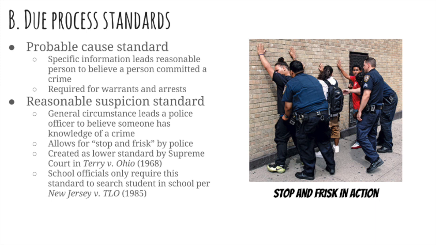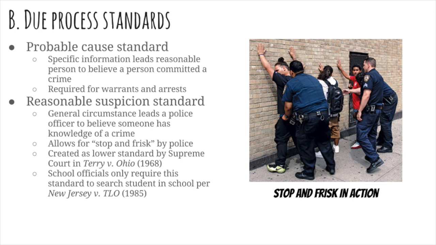Generally, we would say that this is a lower standard and it allows the police to stop you and to frisk you for their own protection. It's allowed to detain you and to pat you down for weapons. They can't, though, for example, search you for drugs in that process. So this is sometimes known as a stop and frisk. It was first allowed by the Supreme Court case called Terry versus Ohio, so it's sometimes known as a Terry stop.